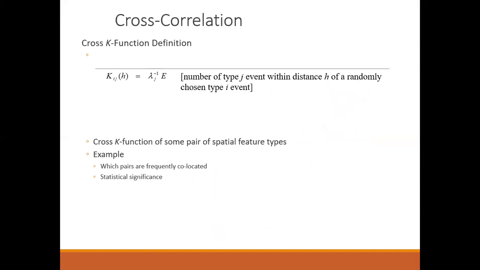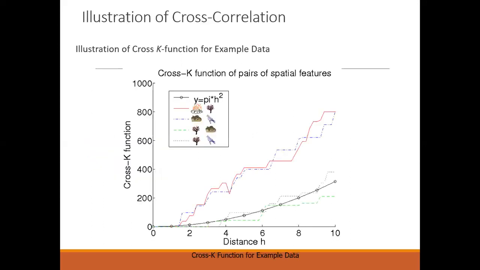Cross correlation. So we discussed correlation. Now let us also discuss cross correlation. We are using a function called the K function, Kij of h, which is equal to lambda to the power of minus 1 suffix j into E. And what is the expansion for this right-hand side? The number of type j events within the distance h of a randomly chosen type i event. This cross-K function of some pair of spatial feature types, for example, which pairs are frequently co-located and statistically significant, can be identified with the help of this cross-correlation K function definition.